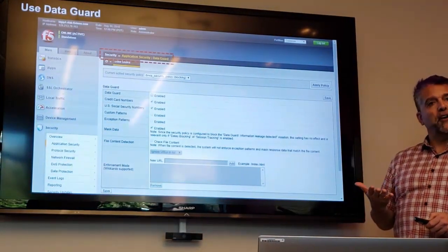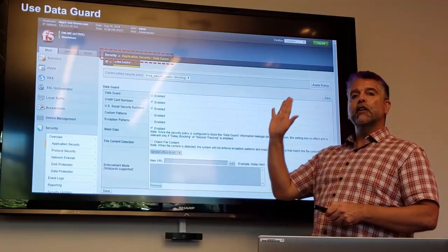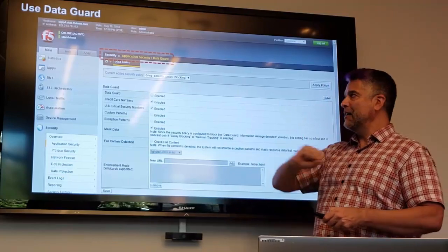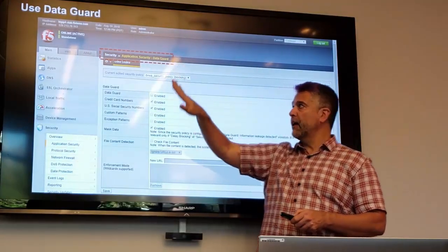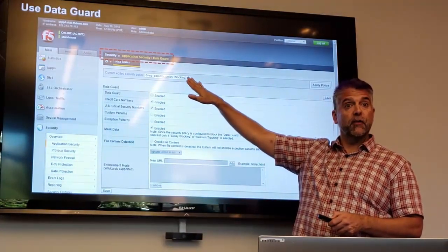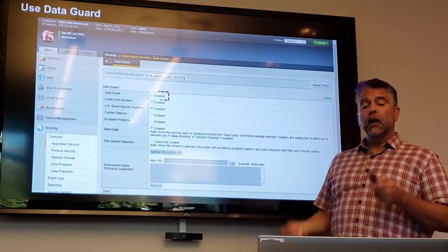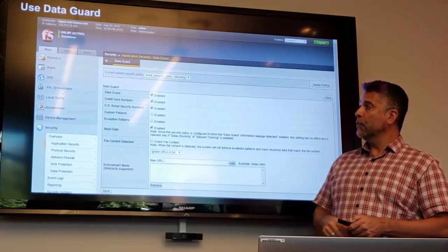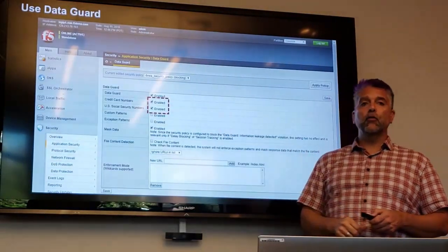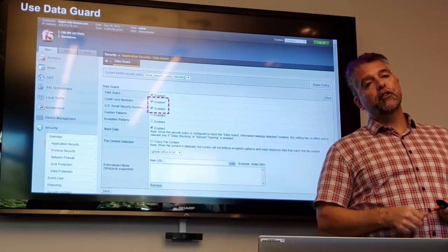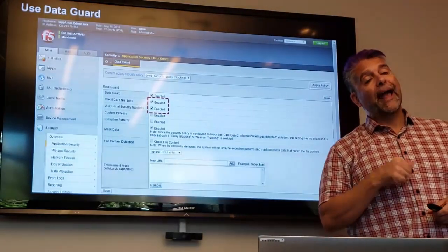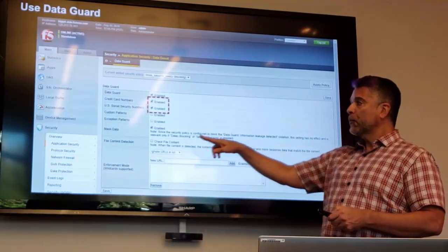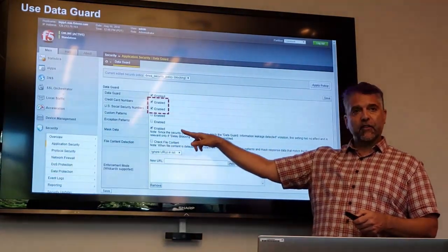Or I could use DataGuard, as I said. This could not be any easier, and I'm not joking. We go to our DataGuard page. Again, make sure we're looking at the right security policy. Simply one checkbox to enable DataGuard. You'll notice that by default, it is going to apply DataGuard to credit card numbers and US social security numbers. The purpose of DataGuard is to mask.